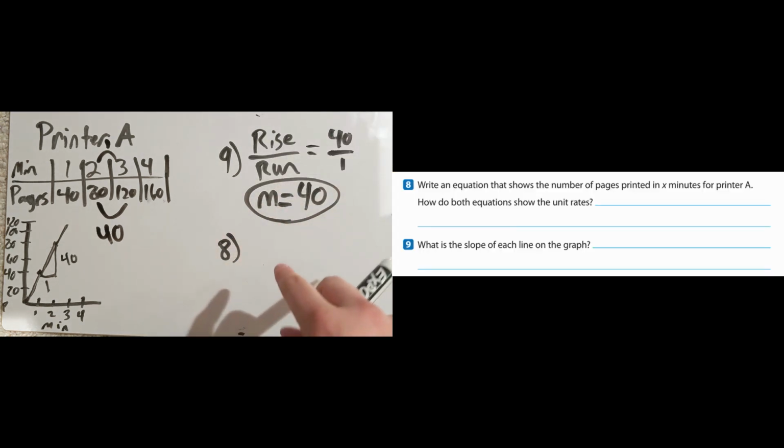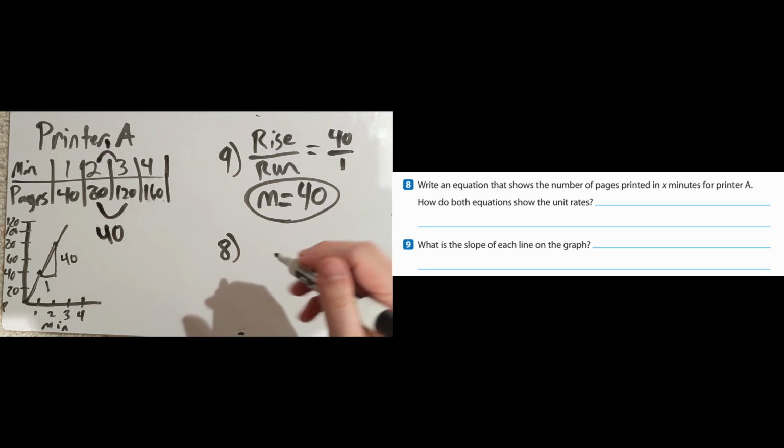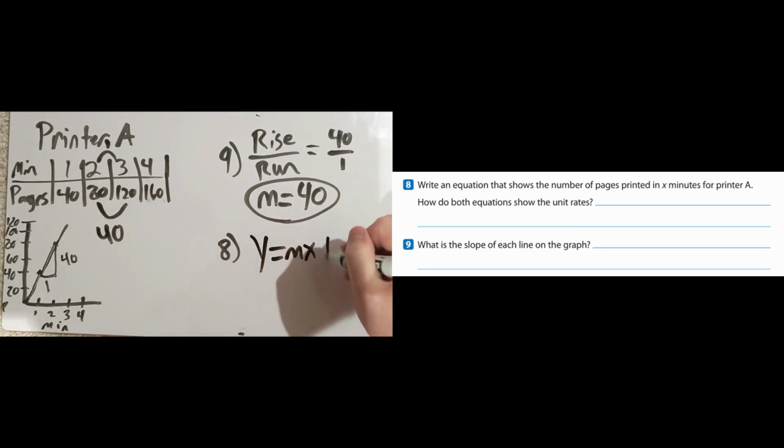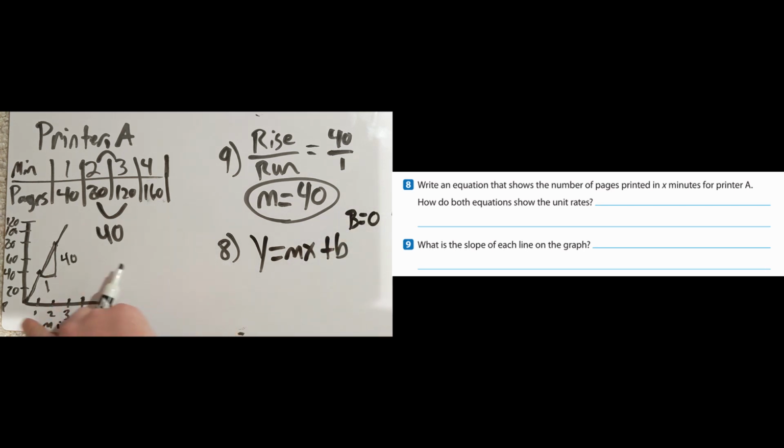Number 8 then asks for an equation. Remember, our equations are always y equals mx plus b. m is our slope, b is our y-intercept, or our starting point. For most of your questions this week, b is going to be 0. And if you look at it here, it's 0. At 0 minutes, we print 0 pages, so we're not even going to worry about that for this question. So we know our slope is 40. So we know our equation then is just y equals 40x.